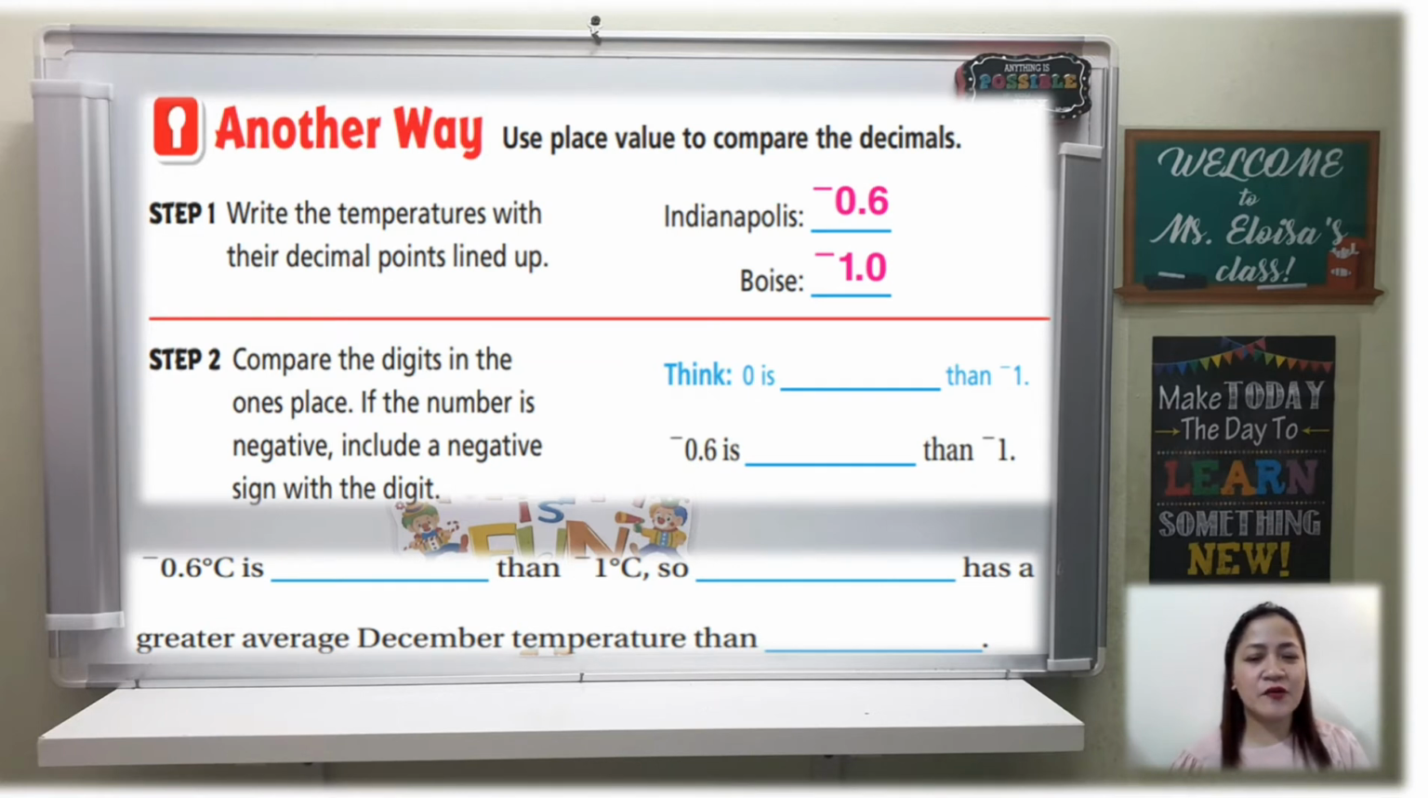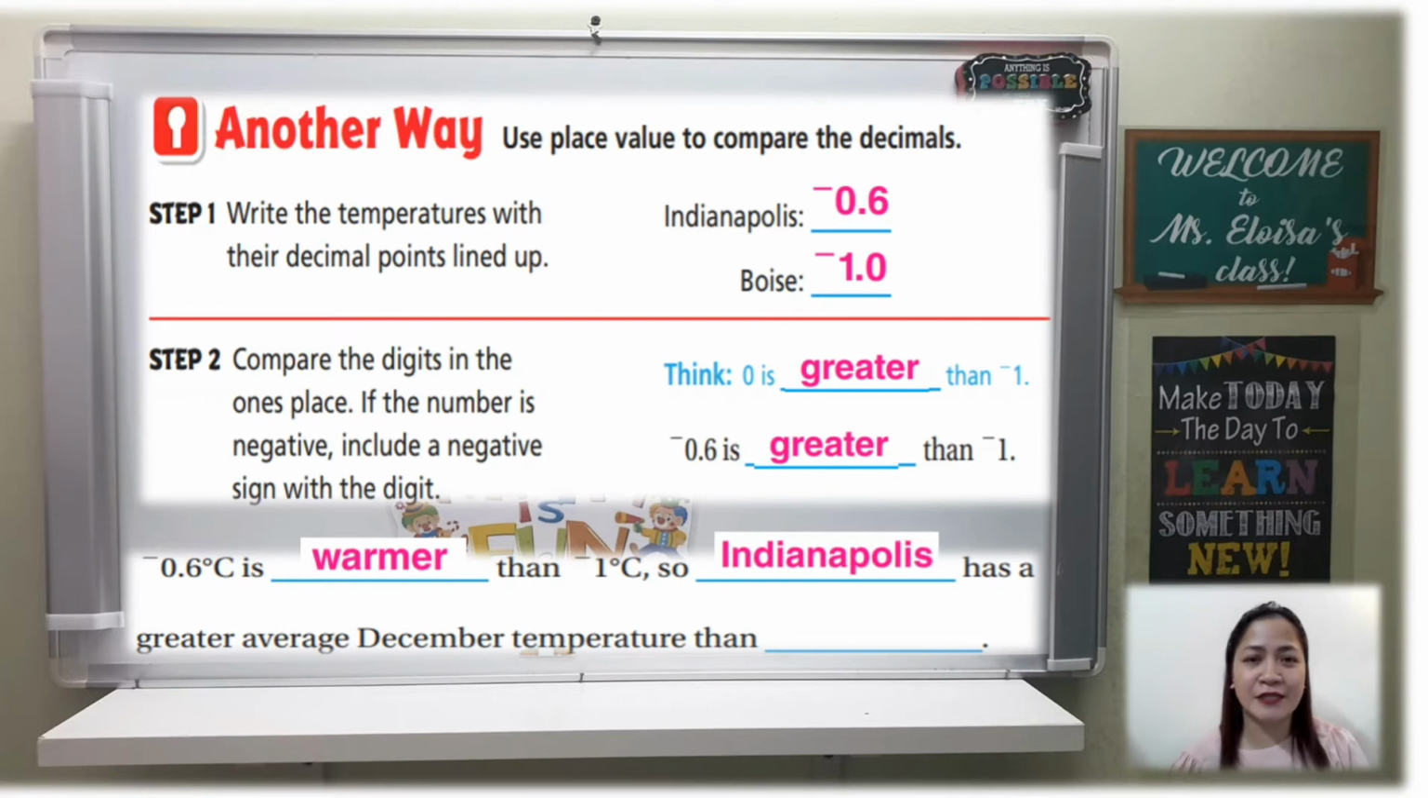Think, 0 is greater than negative 1. So negative 0.6 is greater than negative 1. Negative 0.6 degrees Celsius is warmer than negative 1 degrees Celsius. So, Indianapolis has a greater average December temperature than Boise.